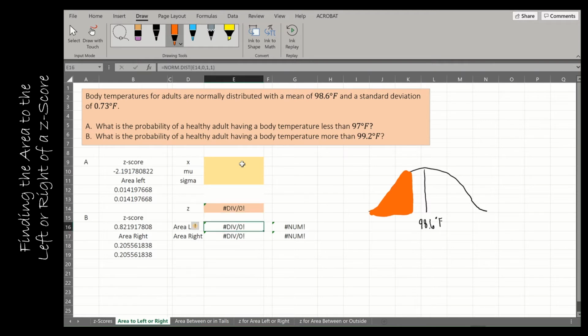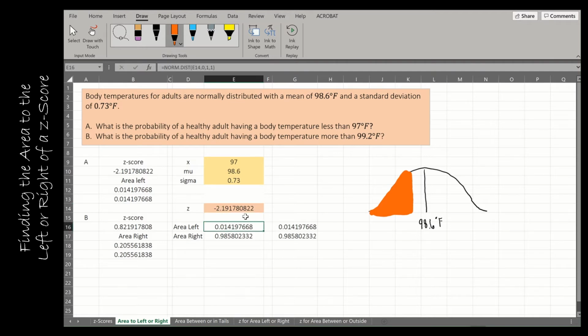And then I've also given the area to the left using the z-score and not using the z-score. And then area to the right using the z-score and not using the z-score. So feel free to enter those values in. And again, I would just put x. So if I was doing question A, 97 would be x. This would be 98.6. This would be 0.73. And notice the z-score is the same as the z-score, and the area to the left is the same as the area to the left.